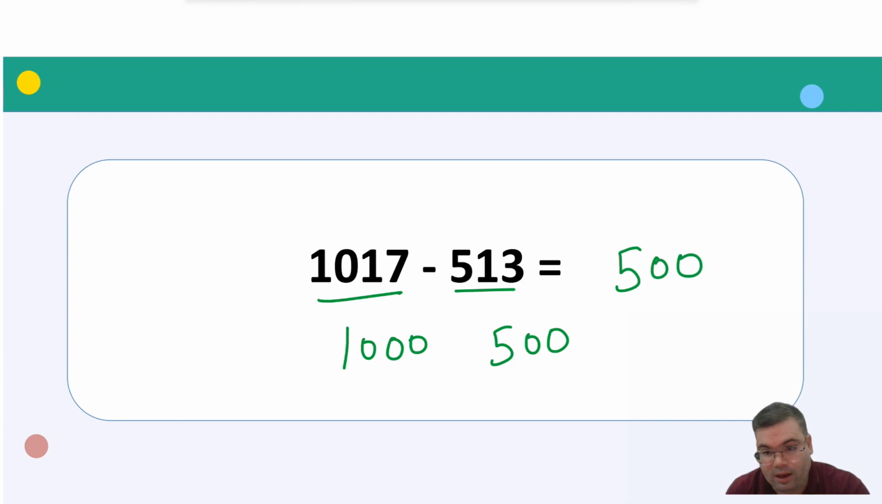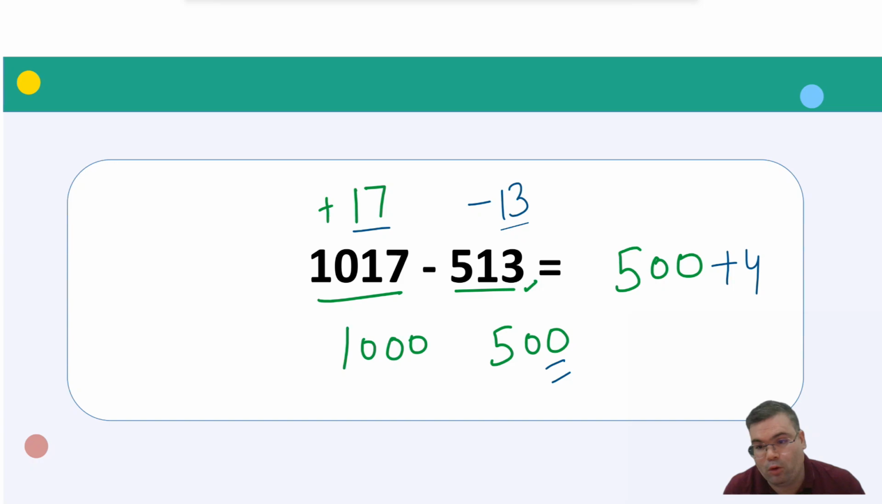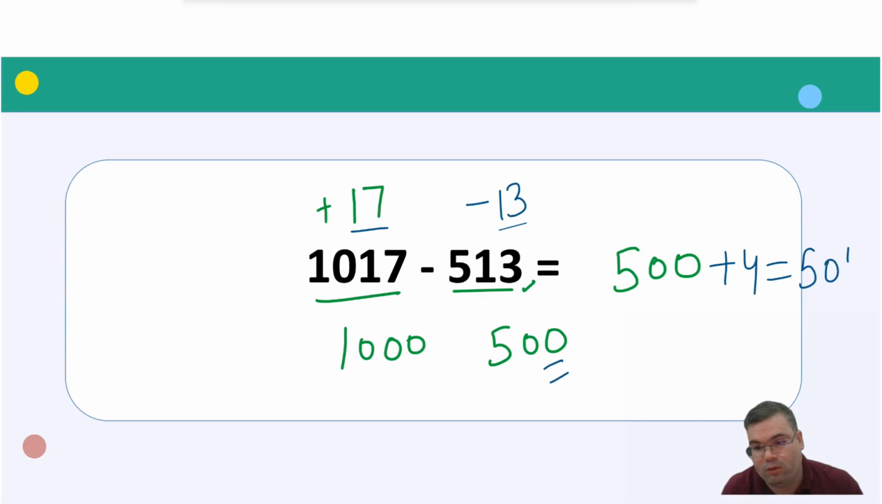Very easy. Now see, here 1017 but we have written 1000, so we have written 17 less, so we need to add that 17. And here we need to subtract 513. Okay, but we have subtracted only 500. We have subtracted 13 less, so that 13 we need to subtract further. Okay, so plus 17 and minus 13, so final will be plus 4. Okay, so 500 plus 4, that is 504.